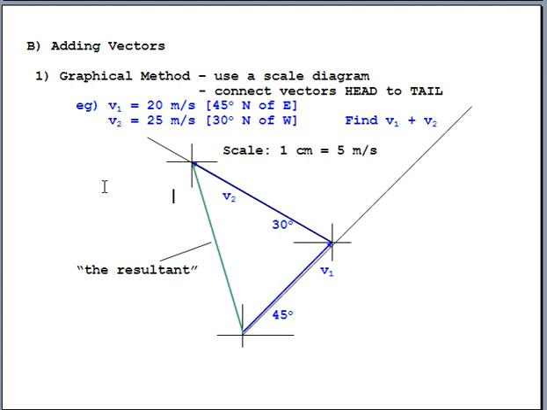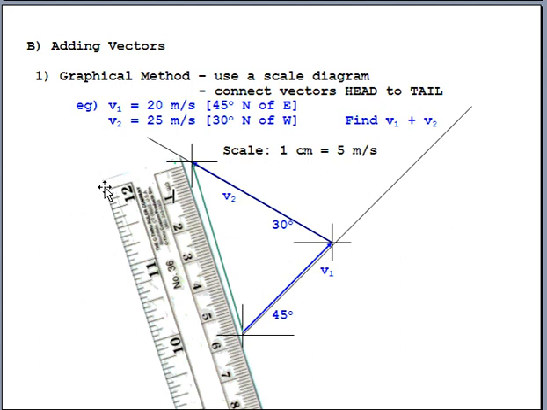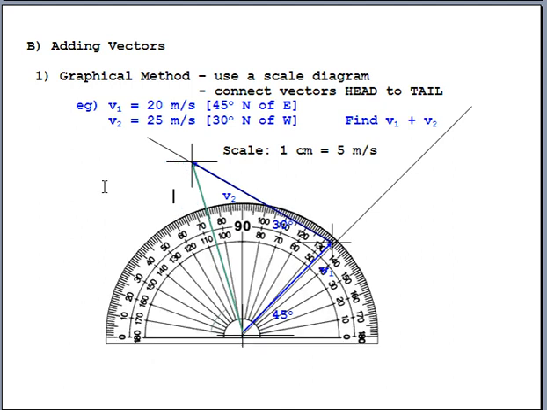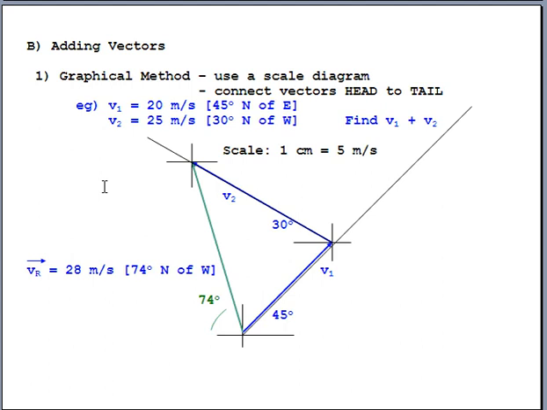Remember, every centimeter is worth 5 meters per second. So you then take a ruler and you go, okay, it's this many centimeters long, I don't know, 5.7, whatever that is, right? And you say, okay, 5.7 times 5, and then you can figure out how many meters per second that's worth. And you grab a protractor and you do your very, very best to measure the angle as well. And if you do that, you can then say, okay, here's my answer.